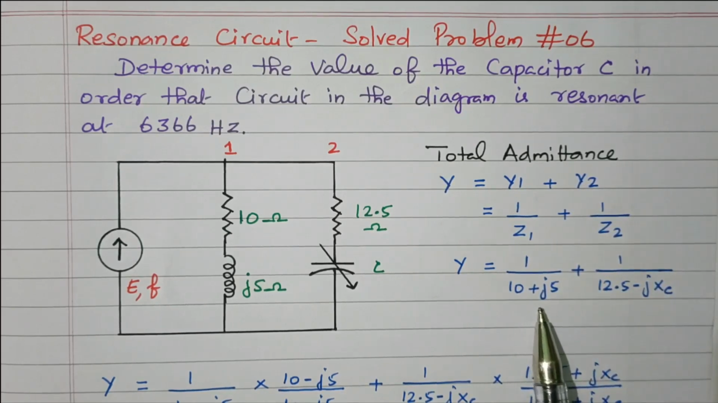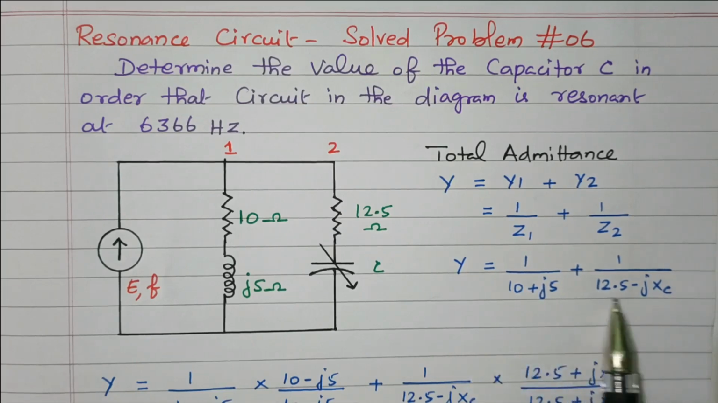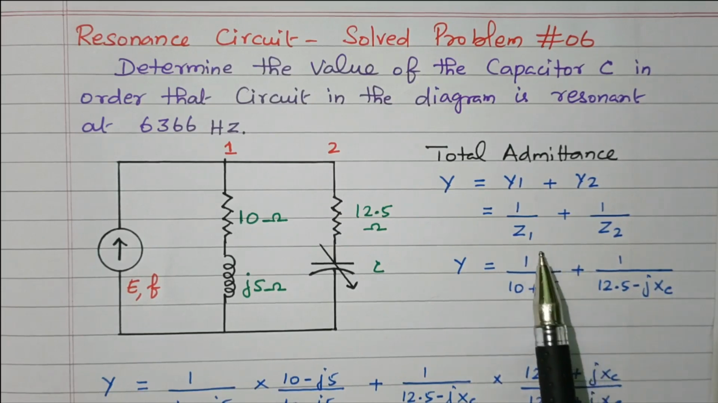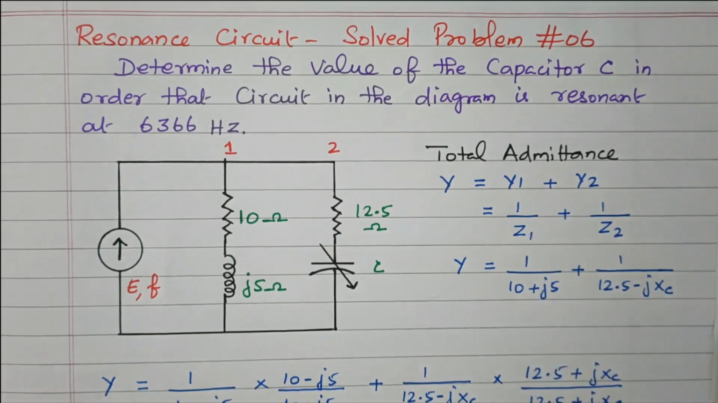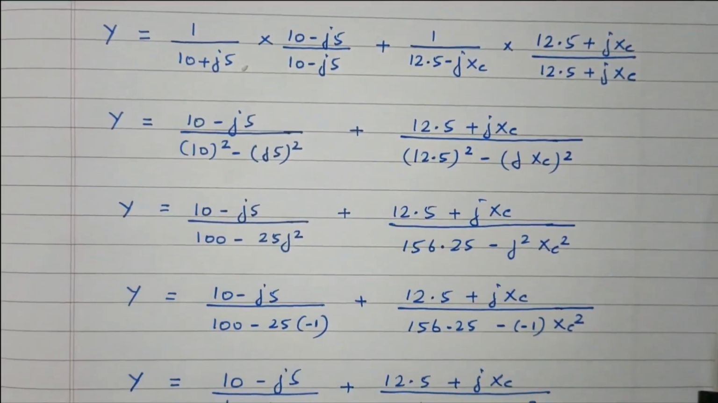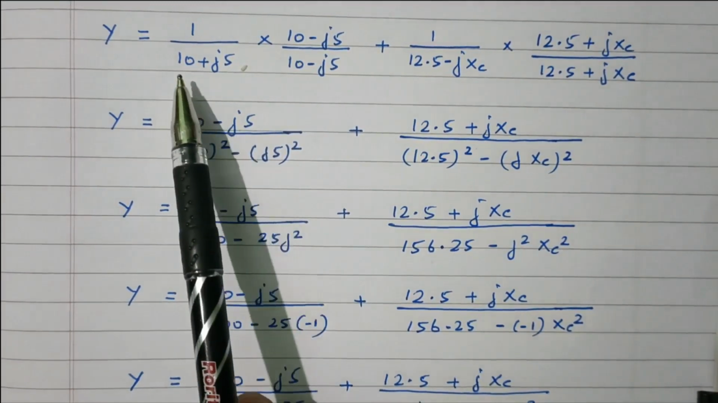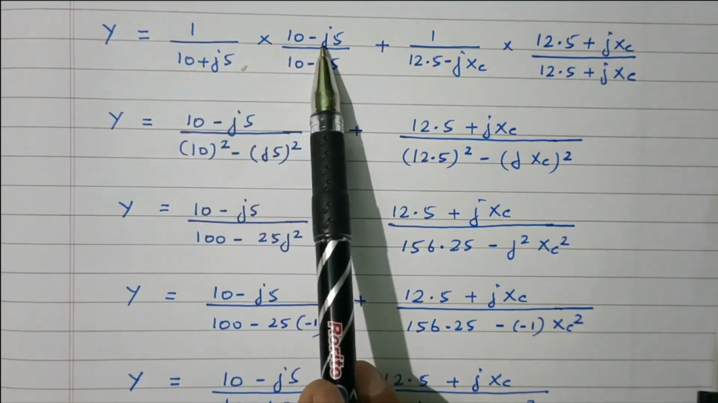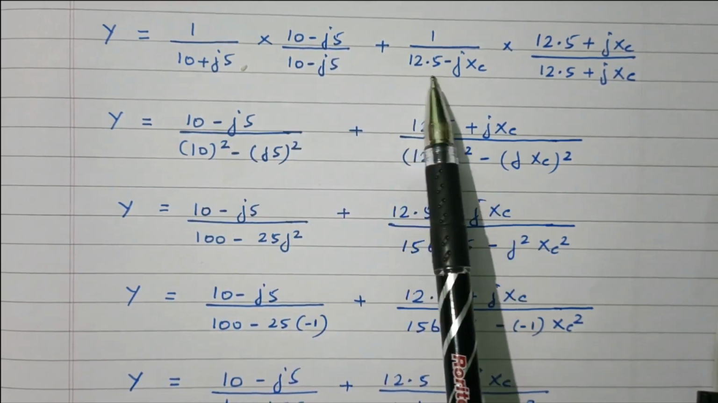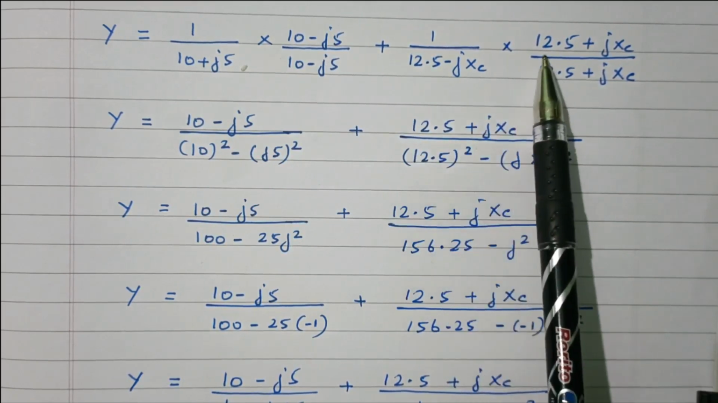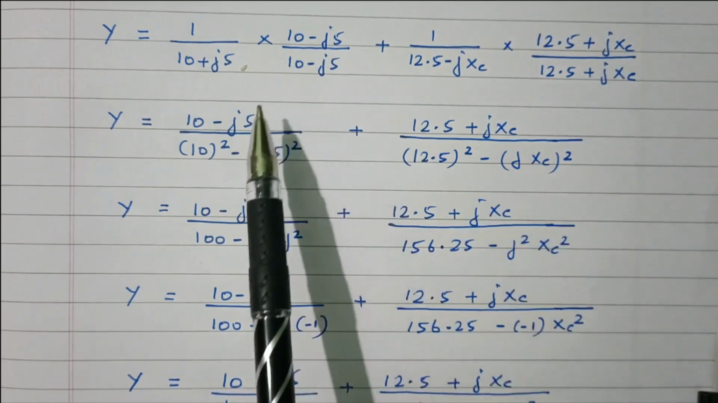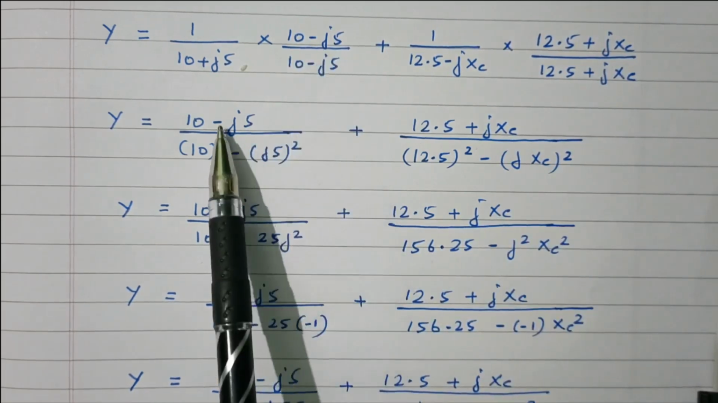Now we can go for the further simplification. Now this is the total admittance. The j is available in the denominator. In order to bring it into the numerator, it is multiplied and divided by the complex conjugate, so that it will bring the j term into the numerator. So the complex conjugate of 10 plus j5 is 10 minus j5. So it is multiplied and divided. Similarly, for 12.5 minus jXc, the complex conjugate is 12.5 plus jXc, multiplied and divided. So here, while simplifying, this 10 minus j5 is written.